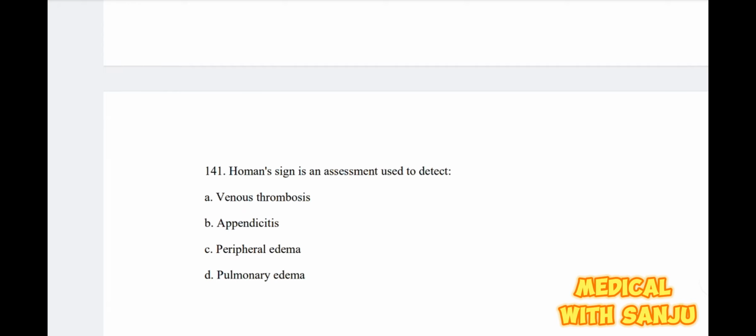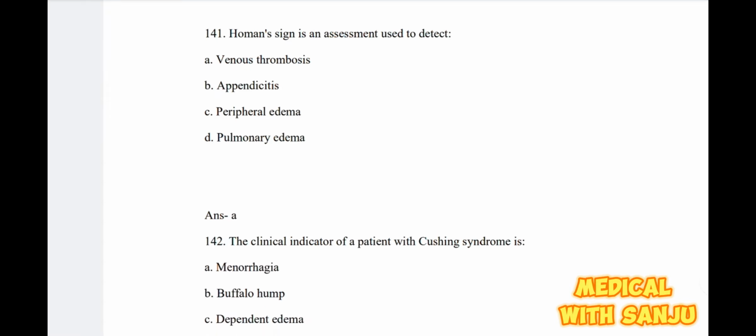Question number 141. Homans sign is an assessment used to detect option A venous thrombosis, option B appendicitis, option C peripheral edema, and option D pulmonary edema. Homans sign is an assessment used to detect venous thrombosis. Option A is right answer.